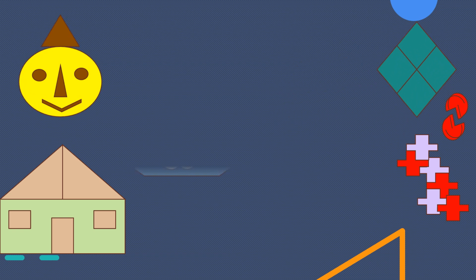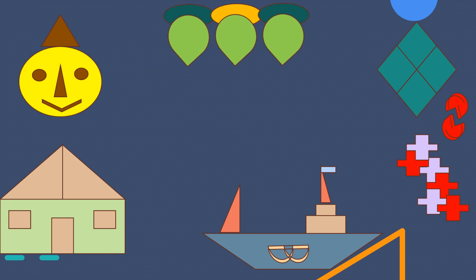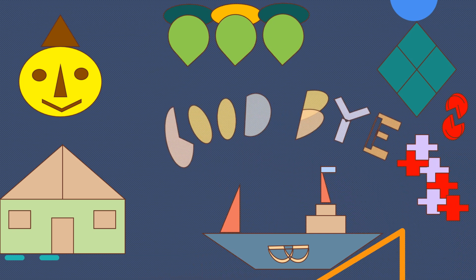We are concluding our fractions review with a fun art project using basic shapes. I hope you enjoyed seeing how fractions can be creative.